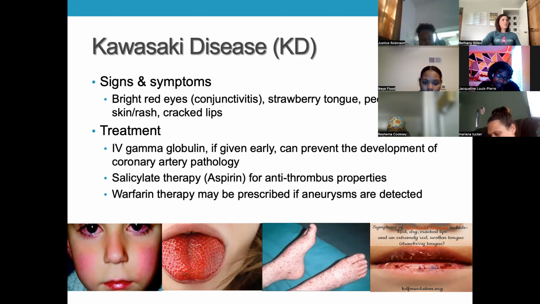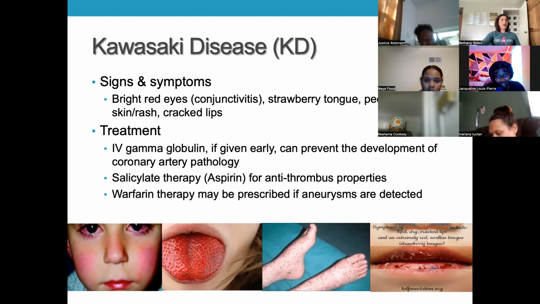So the things that you see are those bright red eyes or conjunctivitis. They have a strawberry tongue, which you can see in the picture. It looks just like a strawberry. And then they have peeling of their skin. They can have rashes and cracked lips.